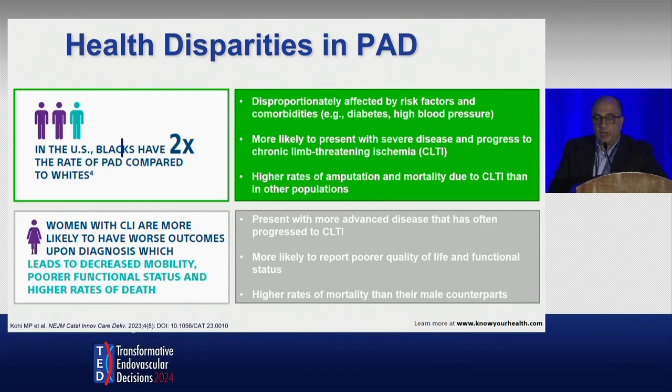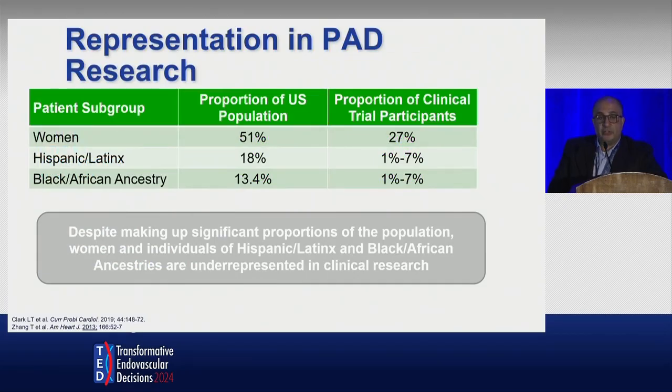Women with CLI are more likely to have worse outcomes upon diagnosis, which leads to decreased mobility, poorer functional status, and a higher rate of death. Same with minorities. African Americans have twice the rate of PAD compared to whites, yet they're underdiagnosed and undertreated. Even in research, minorities and women are underrepresented: women are almost 25 to 27%, Hispanics and Latinos around 7%, and the same in the African American population.